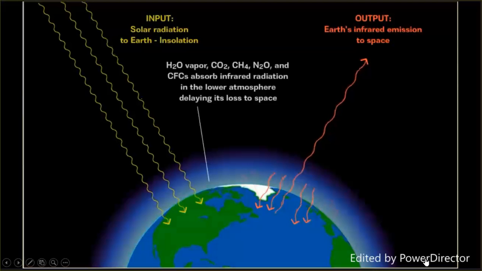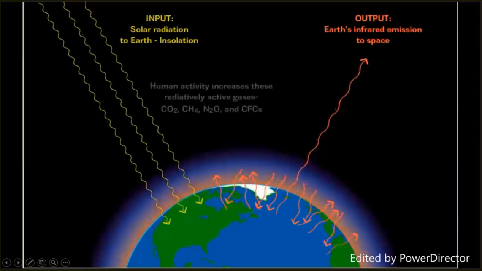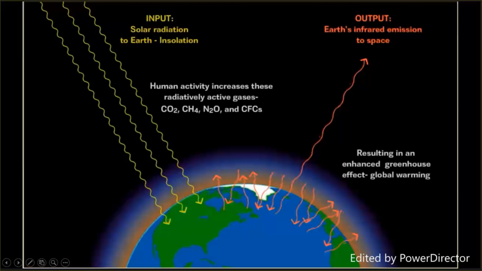Recall that CO2 is the greenhouse gas that is predominantly responsible for the enhanced greenhouse effect, global warming, and the resulting global climate change, and that oxygen is not a greenhouse gas and therefore does not play a role in global warming. Now, let's examine the effect of decreasing oxygen as a result of rising CO2.